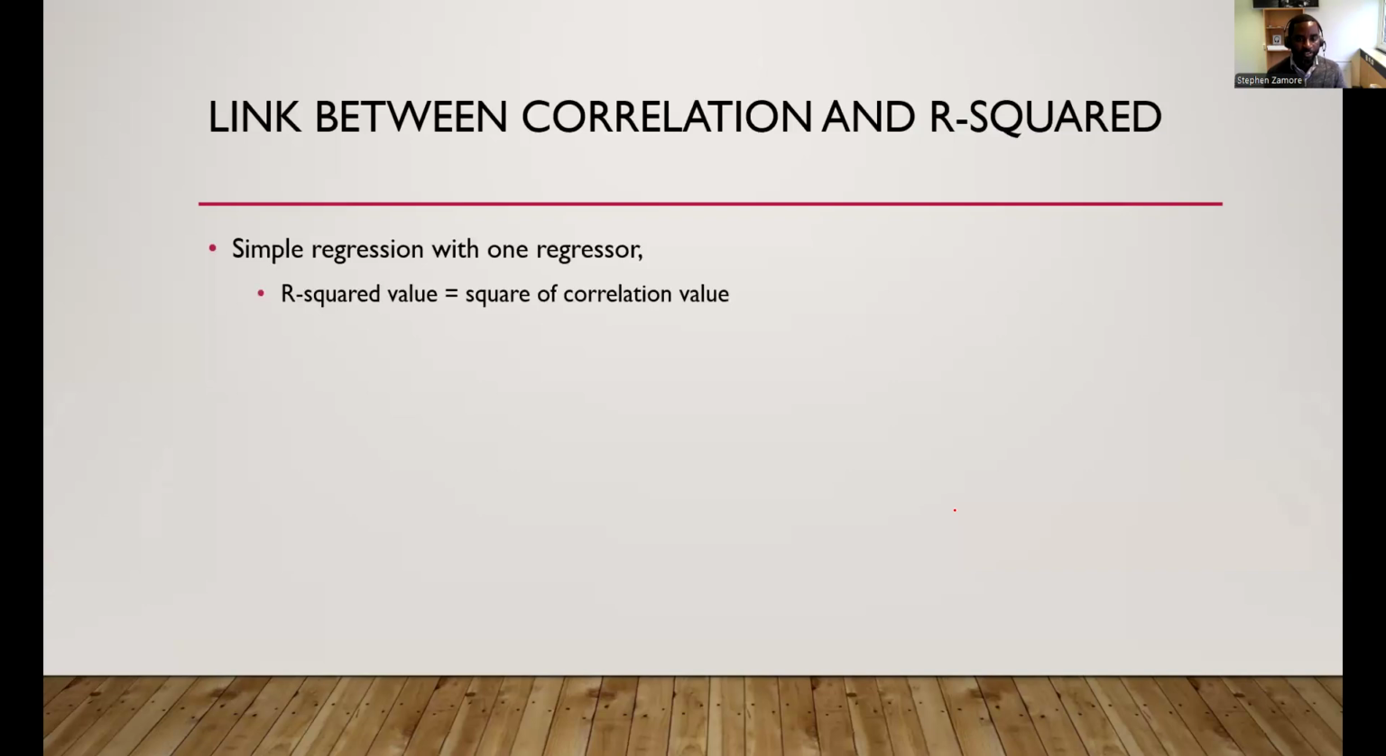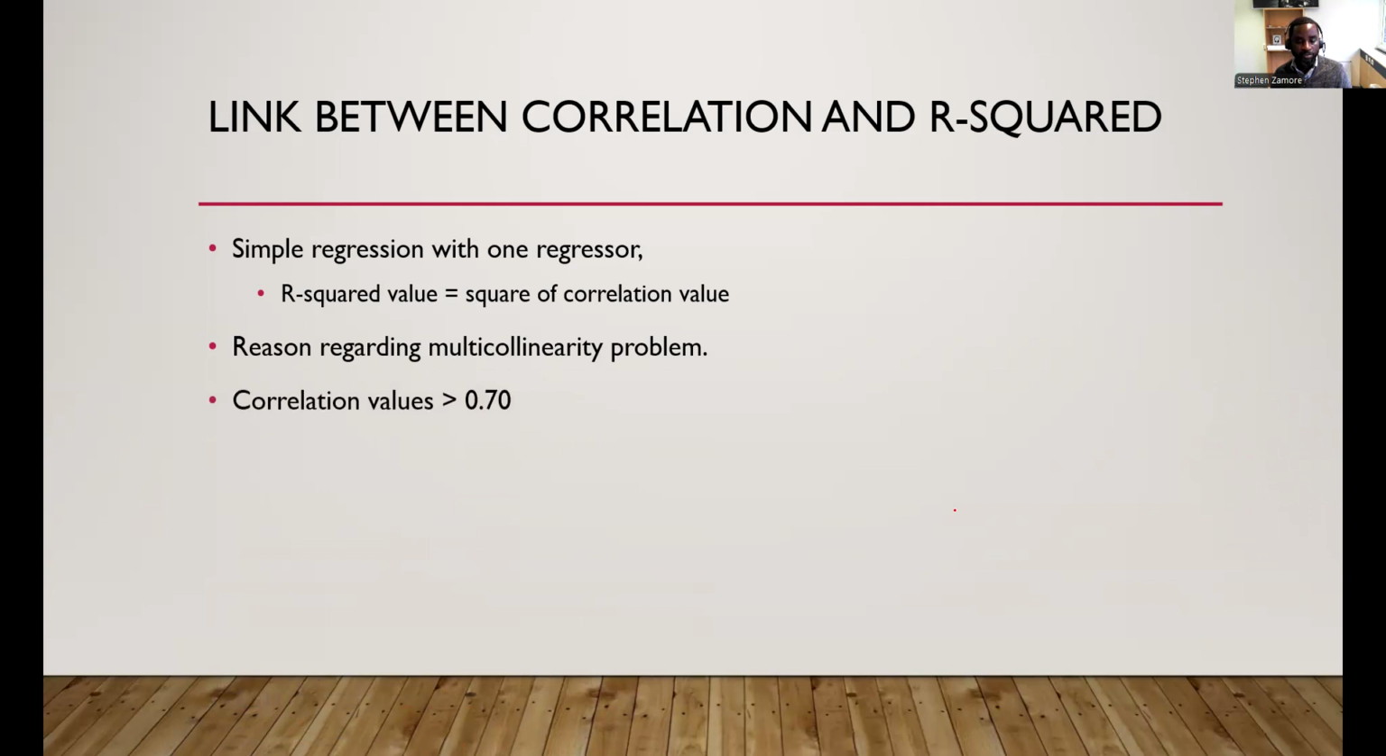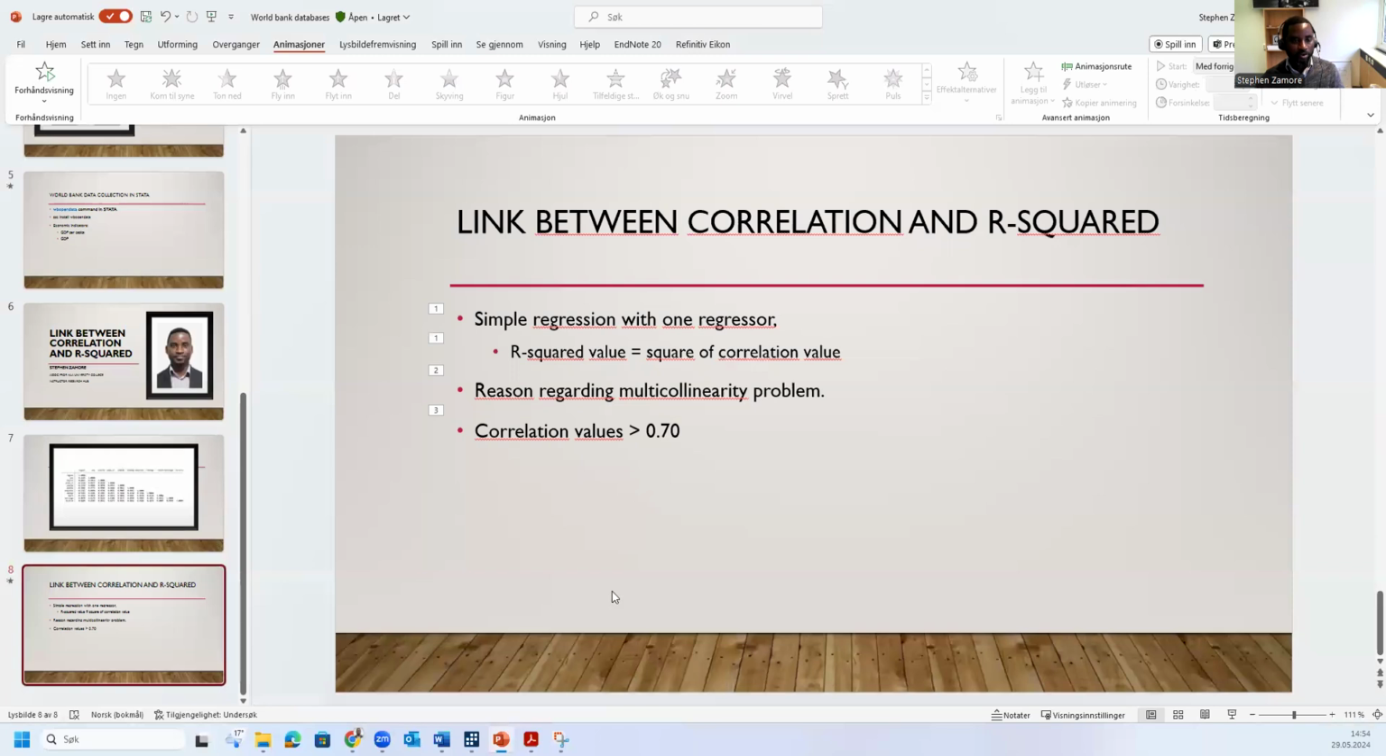So in a simple regression where we have one regressor or one independent variable, the R squared should be equal to the square of the correlation value. And so the square of the correlation value is in a way telling us about the multicollinearity problem. And values greater than 0.7, as we know, are a big problem. But now we are going to Stata to show how the two are related.